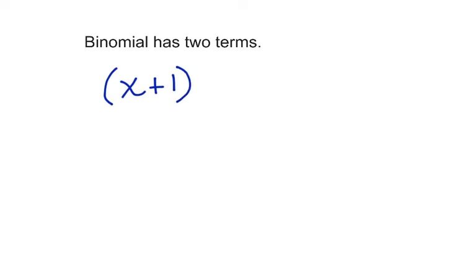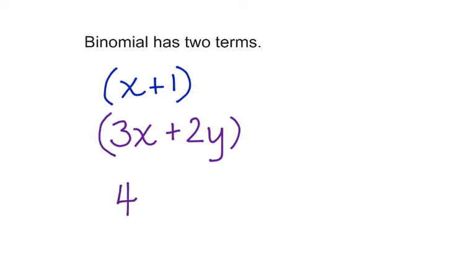Do you know how to multiply two binomials? First, let's think about what we mean when we talk about a binomial. A binomial has two terms. We can say that x plus 1 is a binomial. 3x plus 2y is also a binomial. 4y minus 6 is a binomial. Any of these are binomials because they have two terms in them.